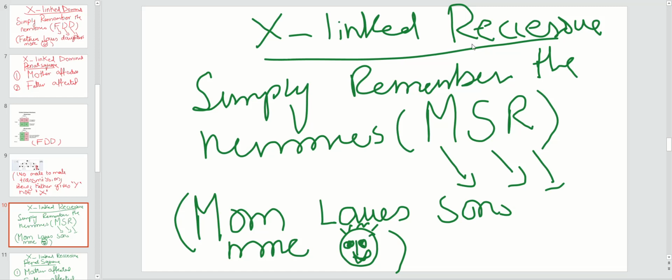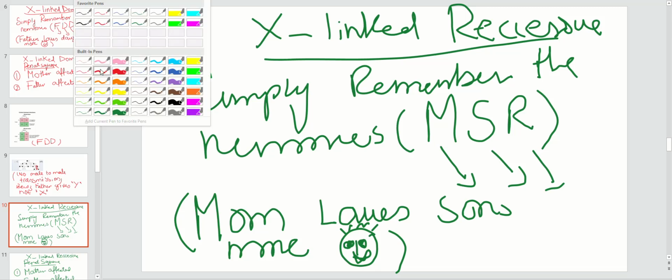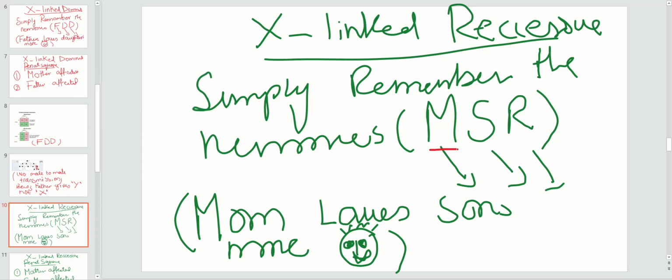Now come to the X-linked recessive. So in case of X-linked recessive, you simply remember the mnemonic again, MSR. So what is MSR in case of X-linked recessive? Mother, son, recessive, right? Mother, son, recessive. So what does that mean? Now the affected mother will give disease to the son, right? So that is how you can remember. Again, mnemonic wise, mom loves the sons more, if it is applicable for you guys, right?